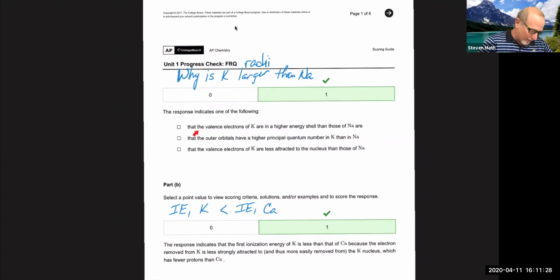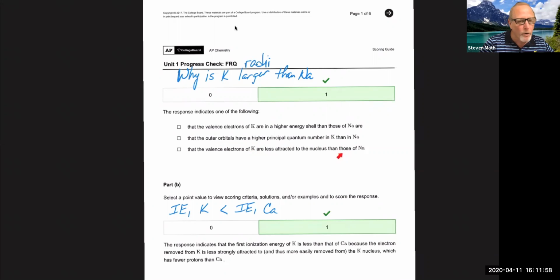They say that the valence electrons of K are in a higher energy shell than those of sodium. That's not bad, okay? The outer orbitals have a higher principal quantum number in potassium than sodium. That's another way of saying it just has another shell, okay? And the valence electrons of potassium are less attracted to the nucleus than those of sodium. How come? Because they're further away from the nucleus, all right?